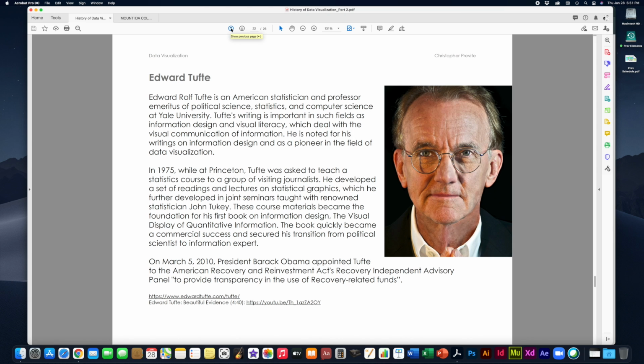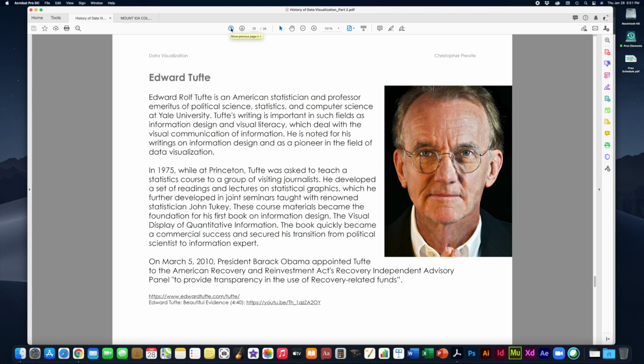He took the information that he and Tukey developed together for these seminars and classes, and he wrote a book out of it. And then the book became a bestseller. So this book, The Visual Display of Quantitative Information, became a commercial success. It sold really well. It ended up on the New York Times bestseller list. And it really moved him from the area of political science, which he was studying and becoming an expert in, to information expert. And so this changed the course of his career forever and planted him firmly as the front runner in the world of data visualization.